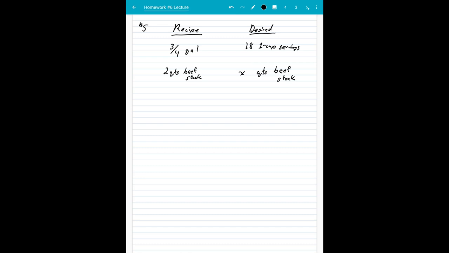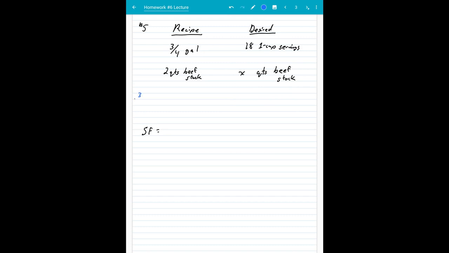Now, in order to figure out how many quarts of beef stock we need, we have to find out what the scaling factor is. So remember, scale factor is equal to the desired over the recipe, and we take the two known values we have right here. But the thing is, they're in different units of measurement. So we'll have to convert the 3/4 gallons. We can convert gallons to cups or cups to gallons. Either works, but it's probably easier to do gallons to cups.